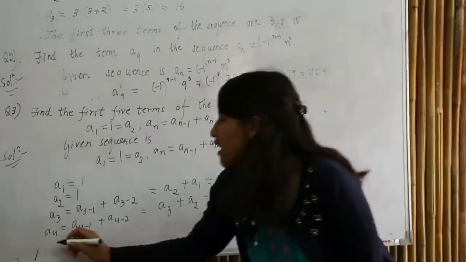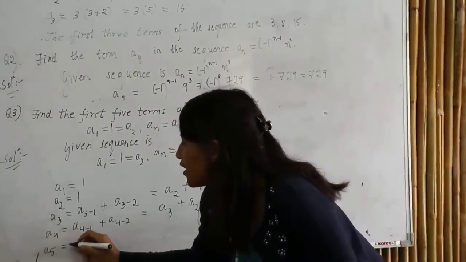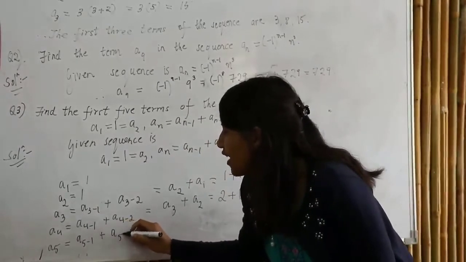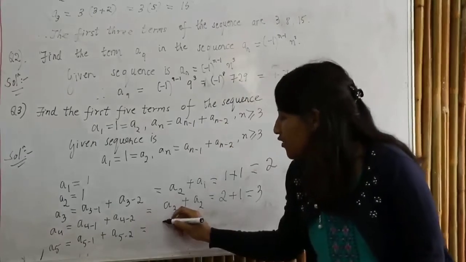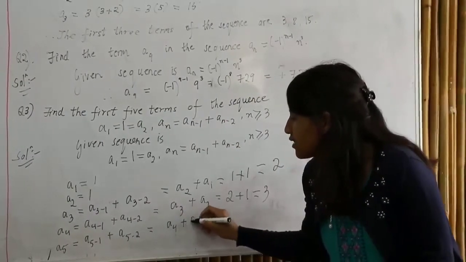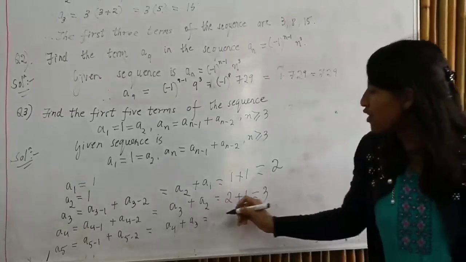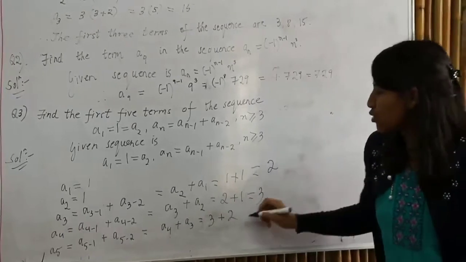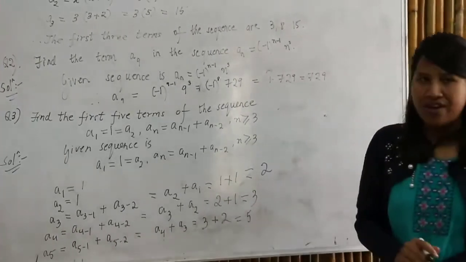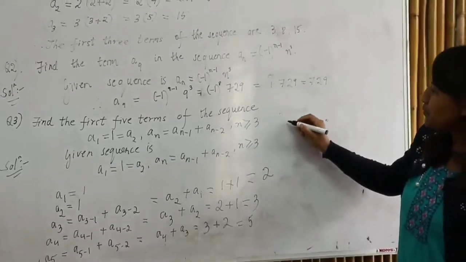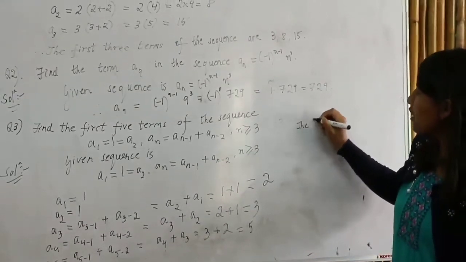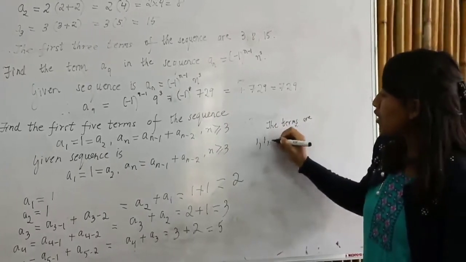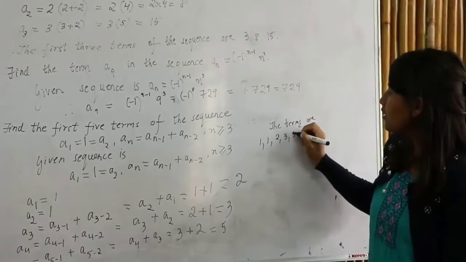So next, the last one is A5. So A5 minus 1. In place of N, you put 5. 5 minus 2. So A4 plus A3. So what is A4? It is 3. And what is A3? It is 2. So 3 plus 2, it is 5. Okay? So therefore, the terms are what? 1, 1, 2, 3, 5. Okay?